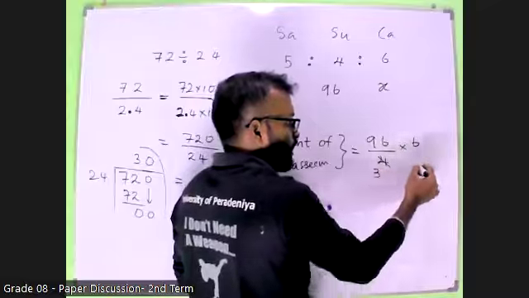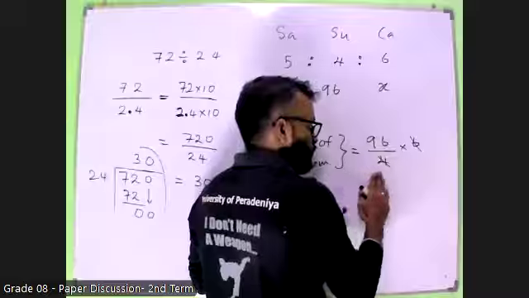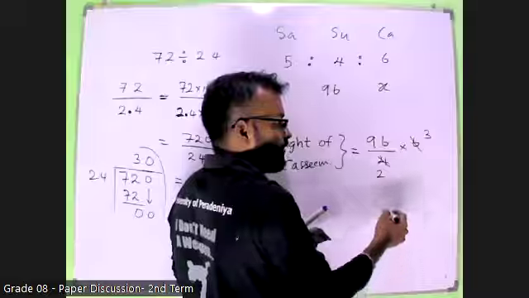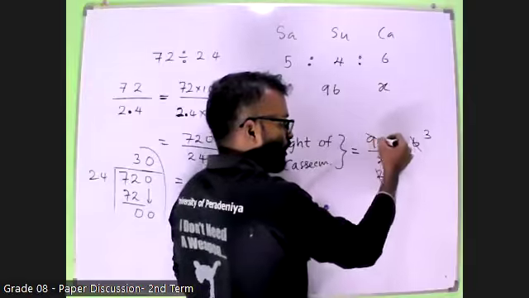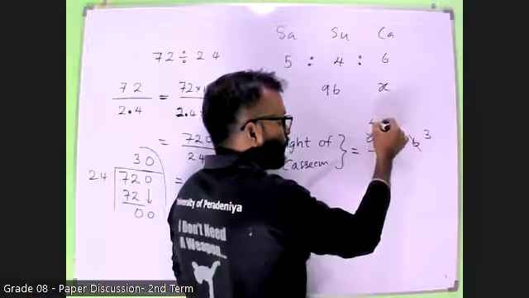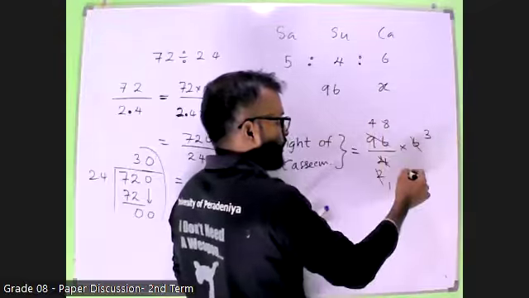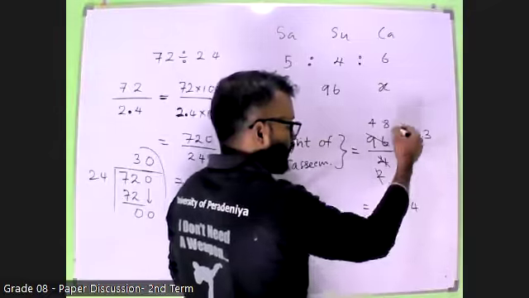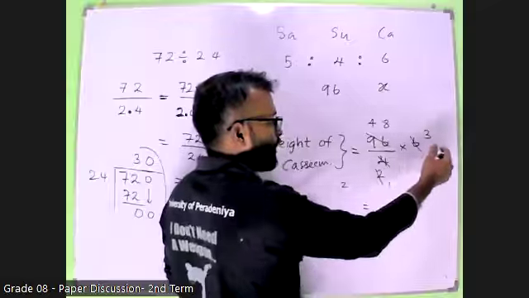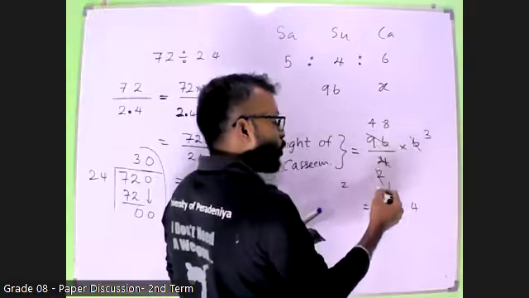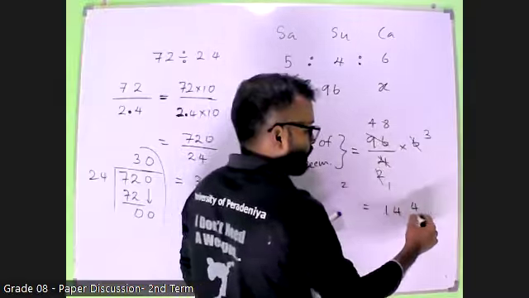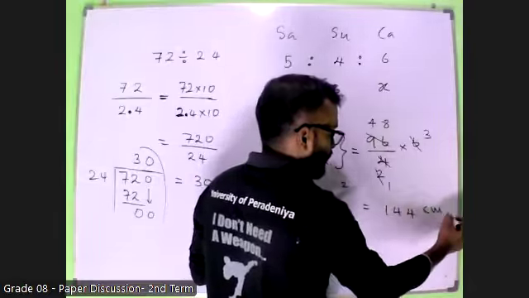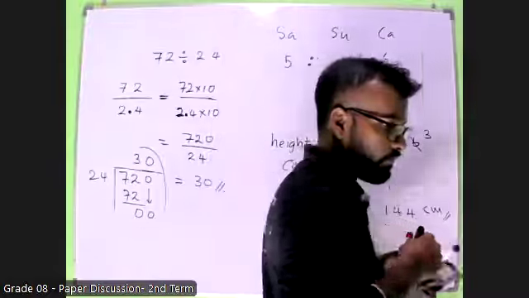96 divided by 2 is 48. 48 times 3: 3 times 8, 24, remaining is 2. 3 times 4, 12, 12 plus 2, 14. So this is the height of Kasim: 144 centimeters.